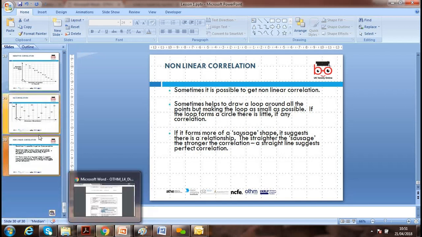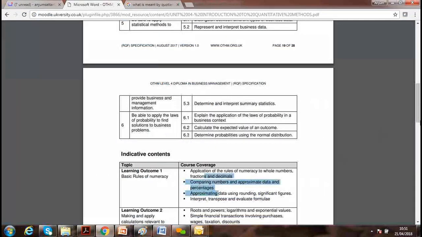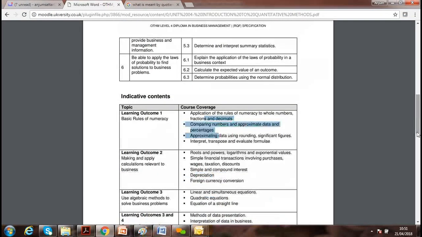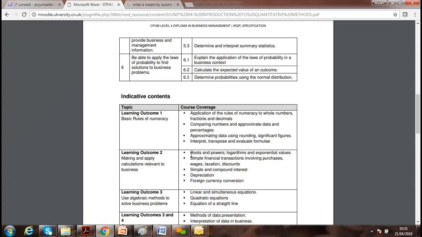Okay, next, that's really all about it. We'll go through how we can interpret the formulas during our next lesson. I'll pick some formulas that you will use. Okay, what about the next topic?